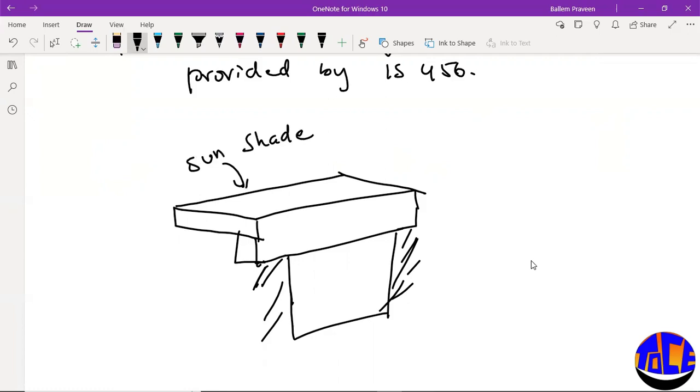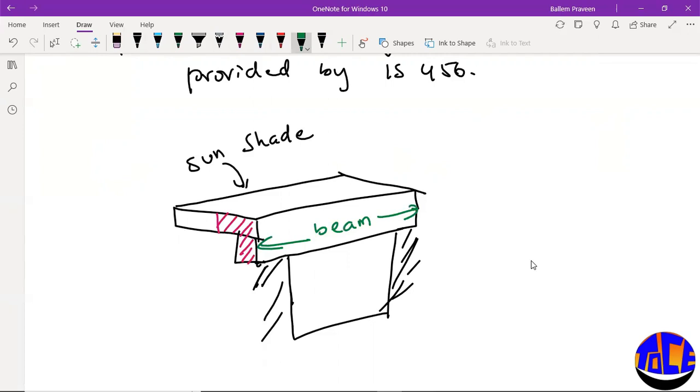Okay, so now if you see here, this is an isolated L beam, right? So isolated L beam. So here this is the L beam. Okay, and this is the span of beam. So this is your span of beam.